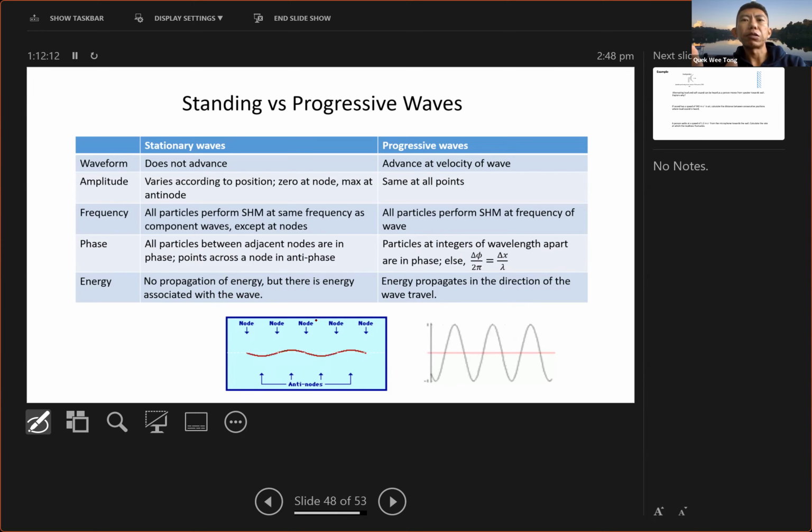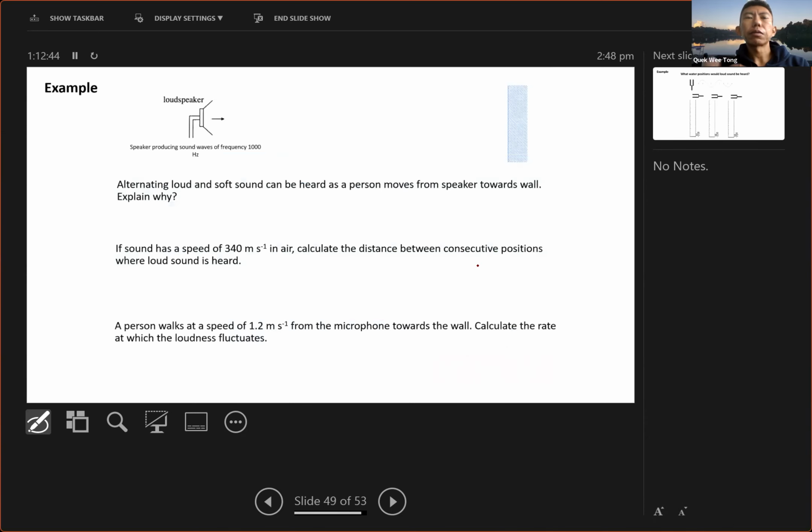Whereas for a progressive wave, the amplitude doesn't change, it stays constant. Frequency is talking about the frequency of the SHM performed by the particles. So it's the same throughout. Everyone has the same frequency, except the particles at the node. They are not vibrating, so there is no frequency to talk about. Phase, we talked about it already. For a progressive wave, particles one wavelength apart will be in phase. Otherwise, you use the formula. Yep, that's it.